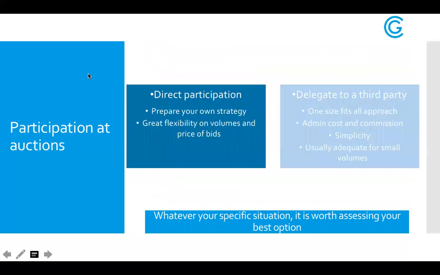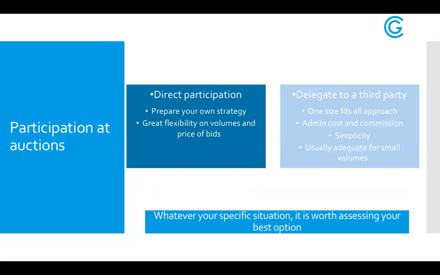Now, when we speak of participating at an auction, really there are two ways that most of you will be able to get some allowances from those auctions. The first one is direct participation. Like many of you will be preparing your own strategy, registering for the auction and placing your own bids.